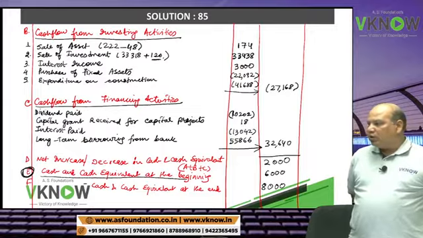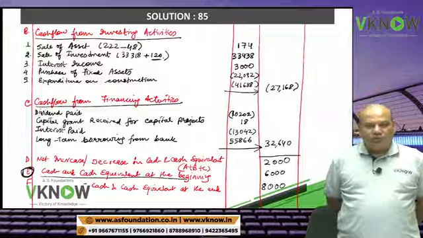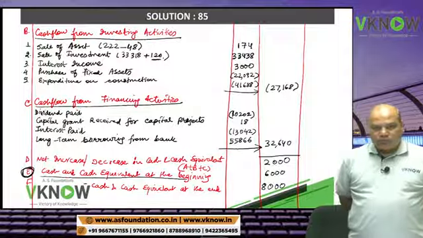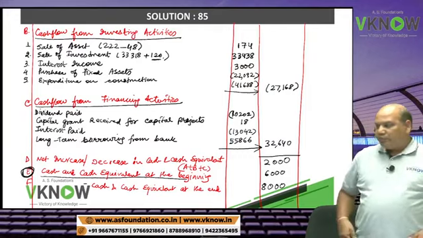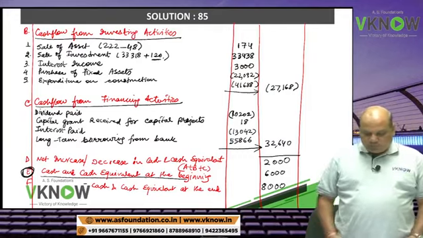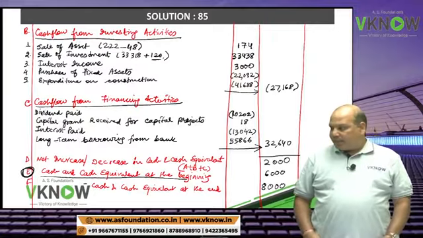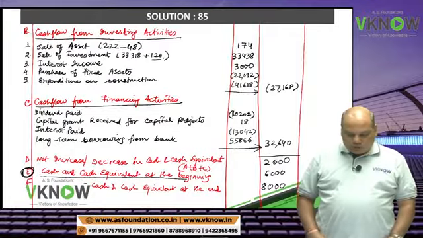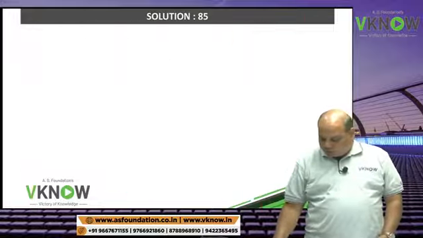Is the answer tallying now? 2,000 plus 6,000 is equal to 8,000. So the answer should tally automatically. Tallied. Everybody is able to tally? Please tell me. Then we can go to the next question. Okay. So everybody is saying we are able to tally. So this answer is over.